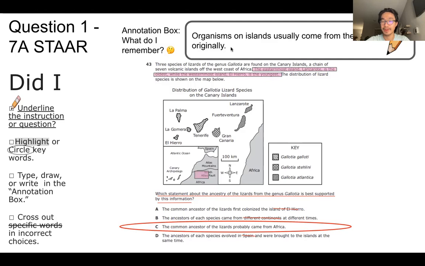And we can think back to our annotation box. Organisms on these islands, their ancestors probably came from the continent. So the common ancestor of the lizards probably came from Africa in this case.